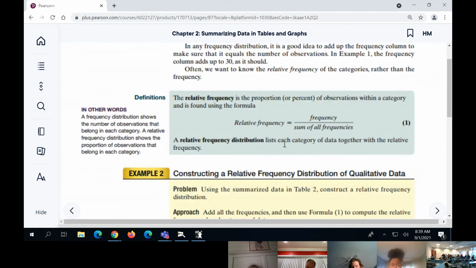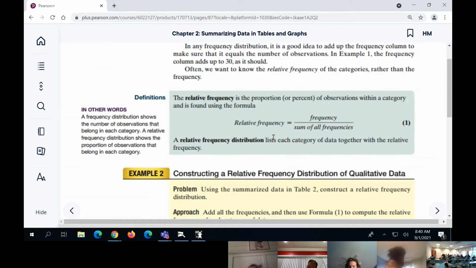Relative frequency. Can anybody tell me what a layman's term for relative frequency is? You learned it back in the 3rd grade. Percent. So just mark out relative frequency and put percent. Let's say we got 3 redheads in the class. There's 30 people in the class. What's the relative frequency of redheads? 3 over 30, which is what? 0.1. 10%.